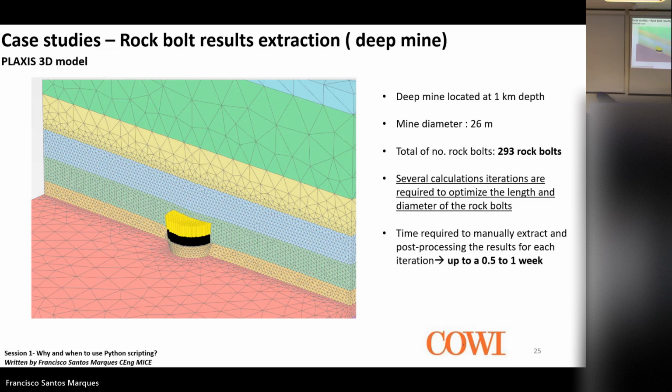You do it once, but if you have to rerun the model several times because you want to do a sensitivity analysis on the parameters, the time required to extract and process the results manually, and this is a general feeling I got, would take up to half a week to 1 week of engineering work. That is time you're spending on things other than judging the results or doing engineering thinking. You're just doing repetitive work like a machine.